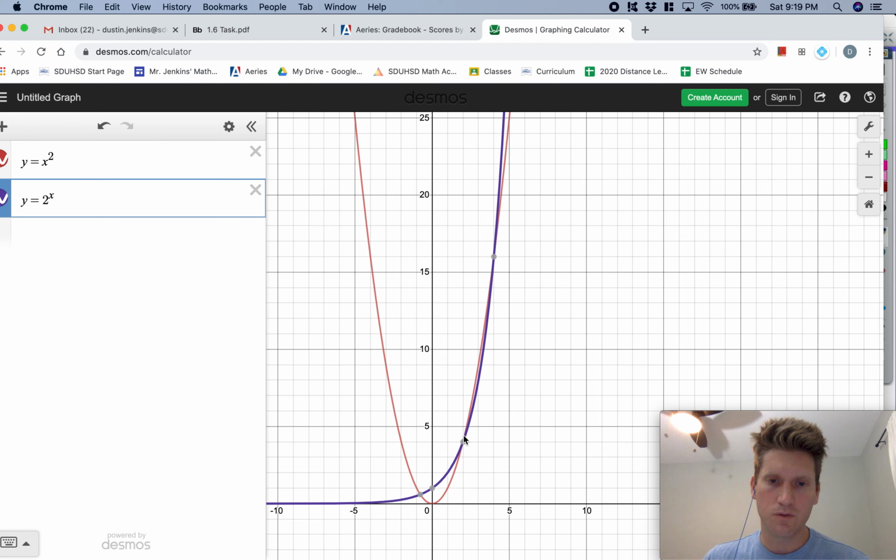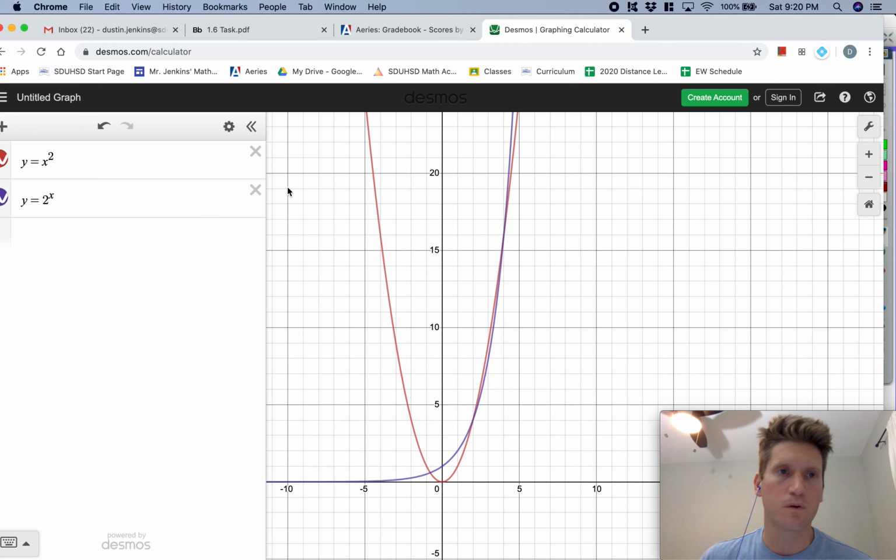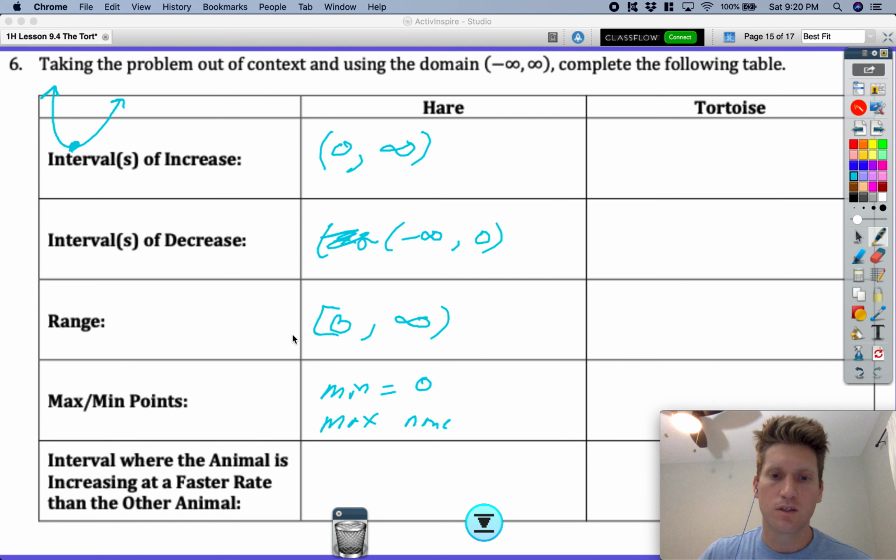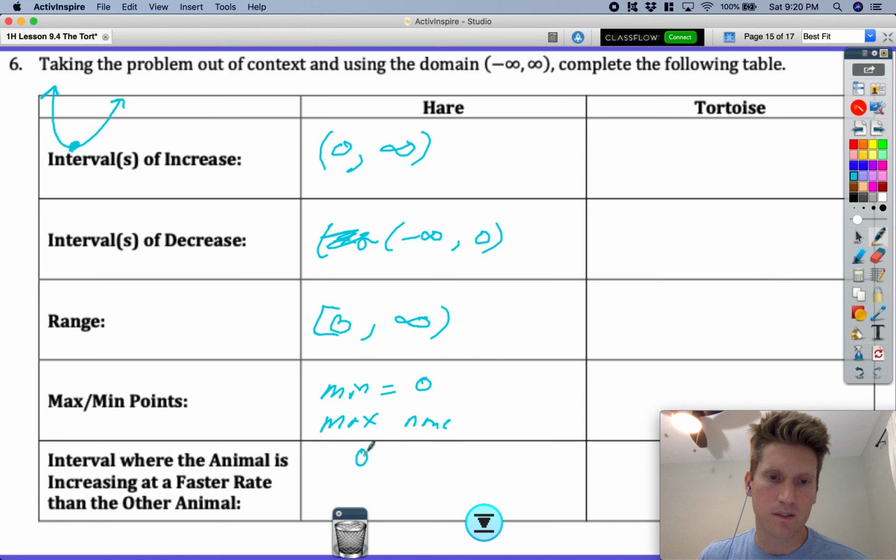Well, from 0 to 2, though, it is going faster, and we saw that on our table. It had 2 meters per second, while the other one was 1.5 meters per second. So when I look at this, the interval where it's increasing, that would just be from 0 to 2 seconds. Okay, so now let's go and look at the tortoise.